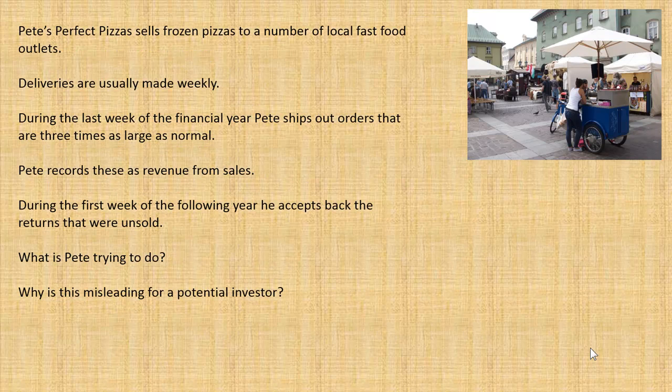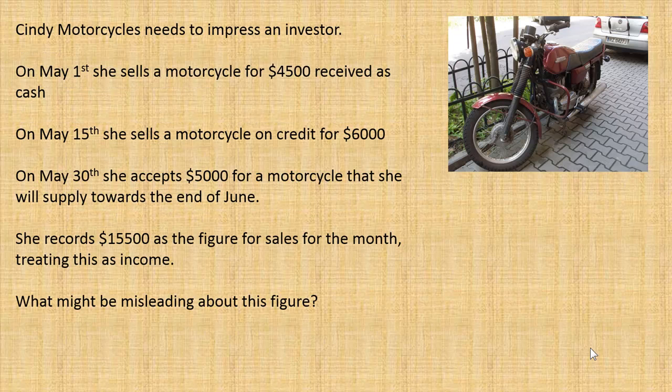Let's consider a pizza company making frozen pizzas and selling these to fast food outlets, and they make their deliveries weekly. And during the last week of the financial year, they decide to ship out orders that are 3 times as big as normal, and they are operating on a sale or return basis. But they record the revenue from the sales as being the amount that they shipped out. And then during the first week of the following year, they accept back any returns that are unsold. So what's the pizza company trying to do? Well, of course, this can be misleading for a potential investor, because what it's trying to do at the end of the year is suggest that its revenues are higher than they actually are.